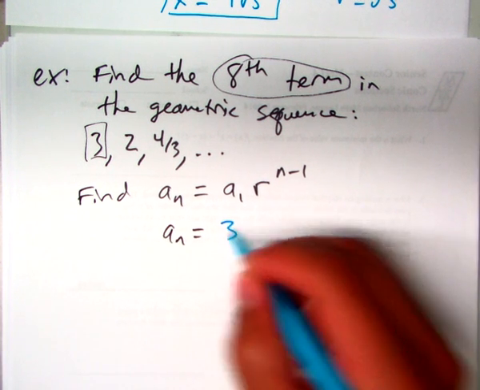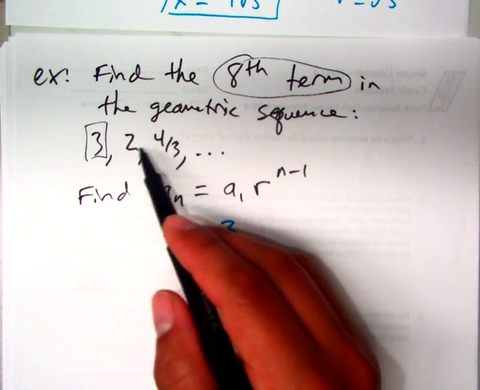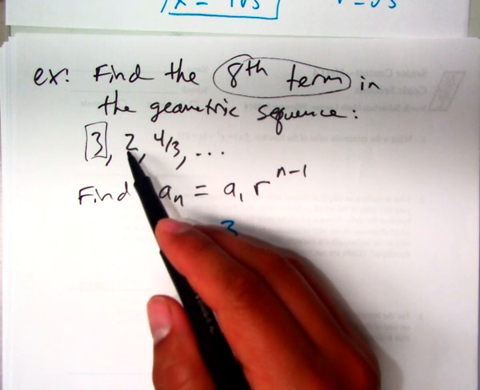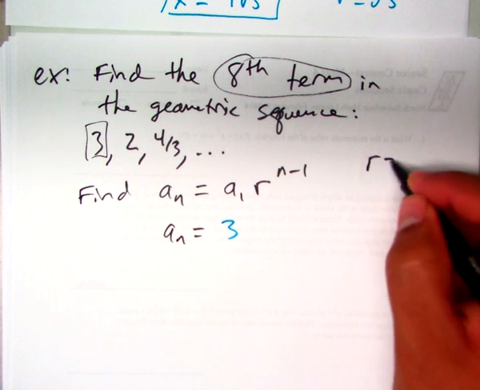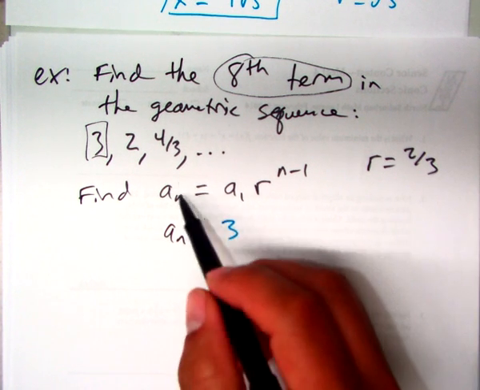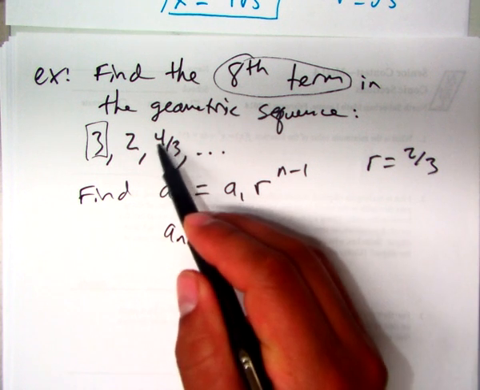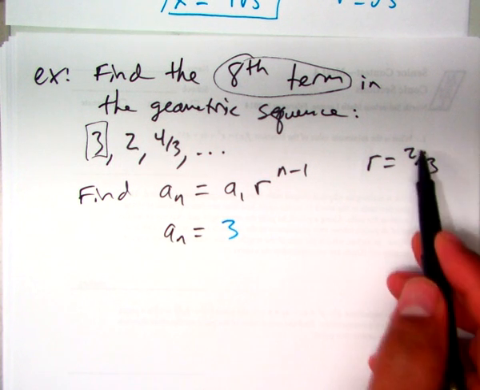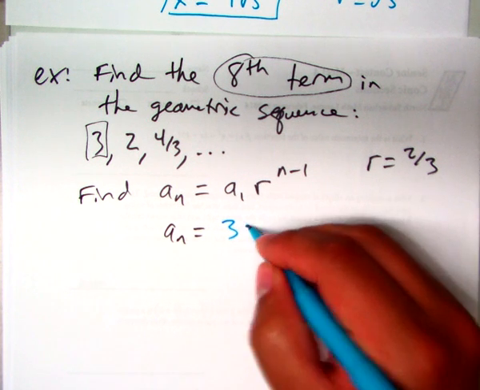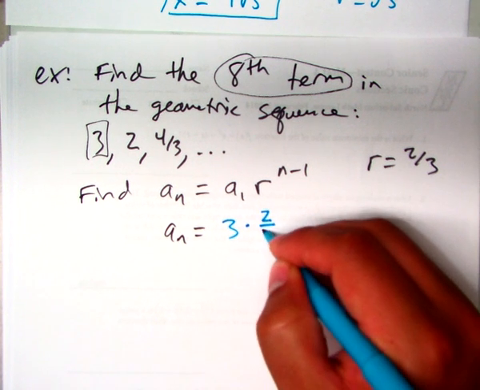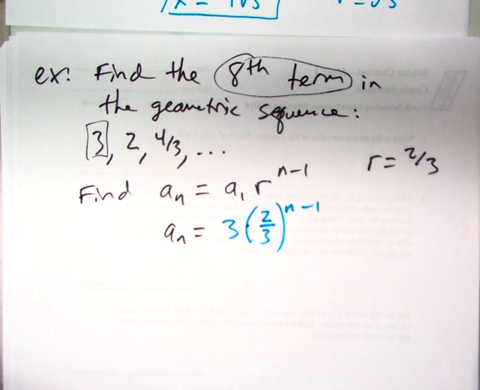And if we look to find r, probably the easiest thing to do would be to take the second term divided by the first term, and you get 2/3. If you wanted to do the third term divided by the second term, you still get 2/3. But why would you do this one when you can just take 2 over 3 and be done with it? So the common ratio r is 2/3, and that's to the n minus 1 power. So there's our rule.